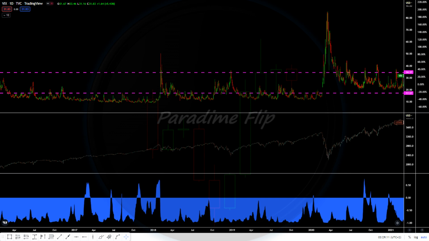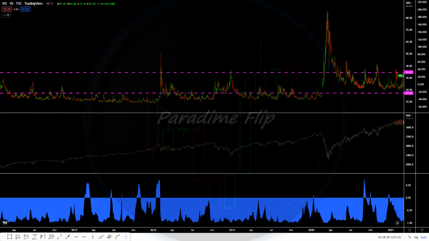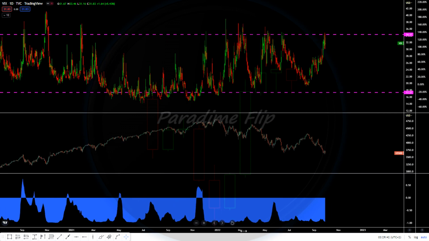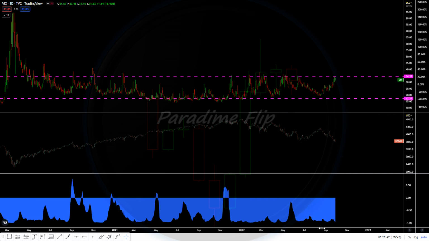So what we usually see is that the volatility trades within ranges. It trades within bands of price, okay? And it stays within these ranges for quite some time. And right now, this is the current range that the VIX is trading within, and we've been in this range for quite some time now, as you can see.